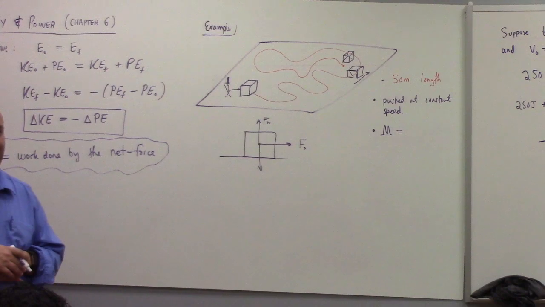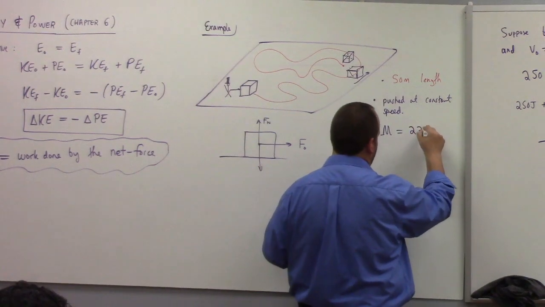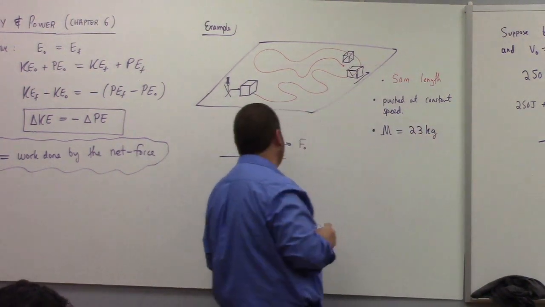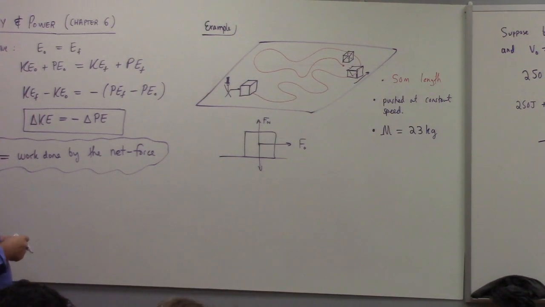I mean, this is your chance. I mean, 23. Interesting choice. 23 kilograms. All right. So a mass of 23 kilograms, a very, very interesting mass. Was there a movie about this? Remember.